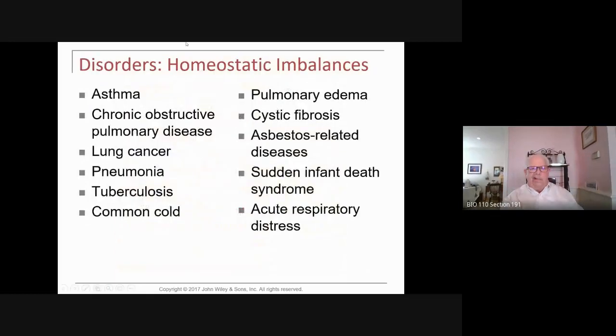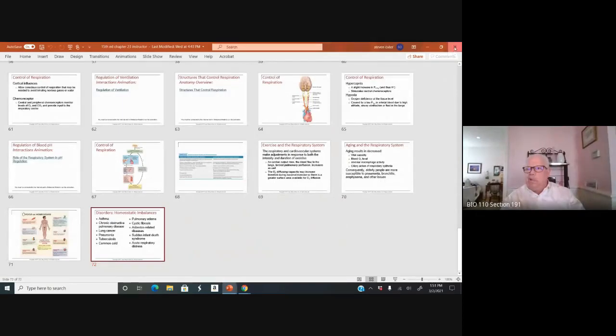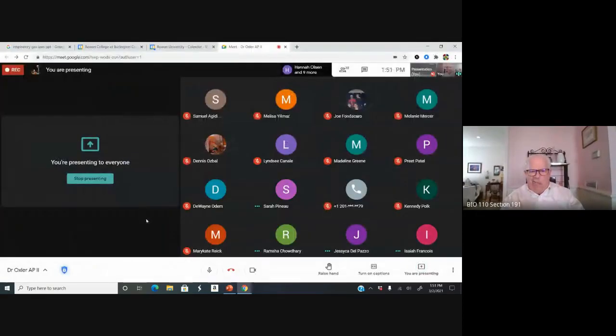And these are some of the diseases. I'm going to give you a lecture on lung cancer on Thursday. But these are some of the diseases. You don't have to really know all of them. Not really that important. And some of the PowerPoints, group PowerPoints, will talk about some of these diseases also. All right. Any questions on the respiratory system before we talk about lung volumes?